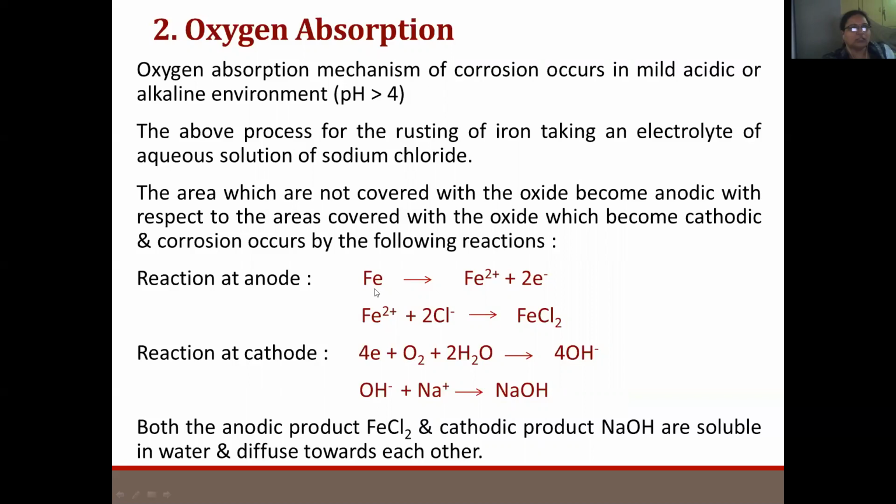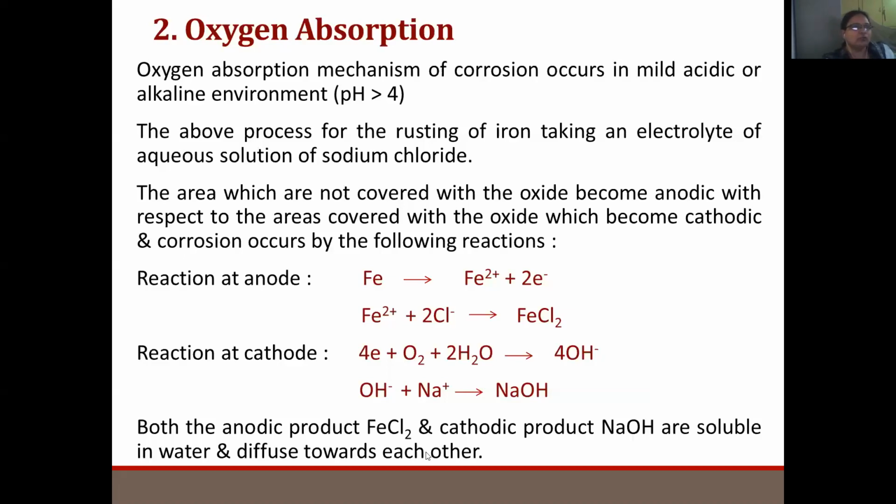So again, iron gives rise to Fe2+ and 2 electrons. These are taken up by oxygen to form hydroxyl ions. So these Fe2+ and OH- react to form Fe(OH)2, then Fe(OH)3. Then if the oxygen absorption is more, it forms rust. That is Fe2O3·3H2O, the chemical formula of rust.